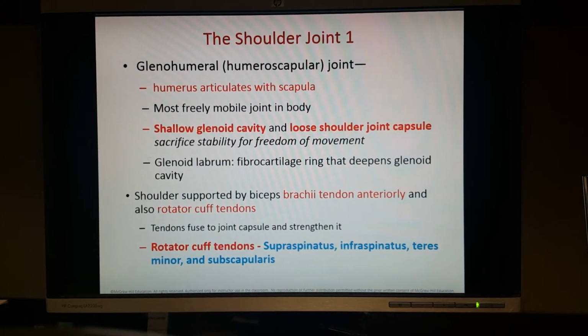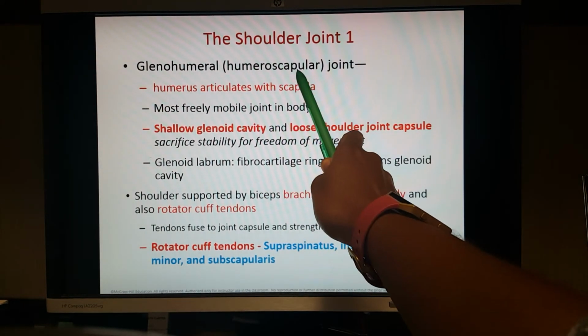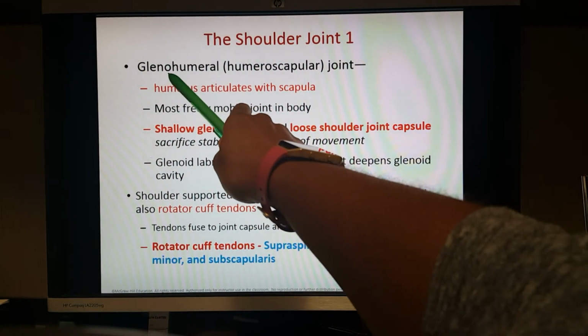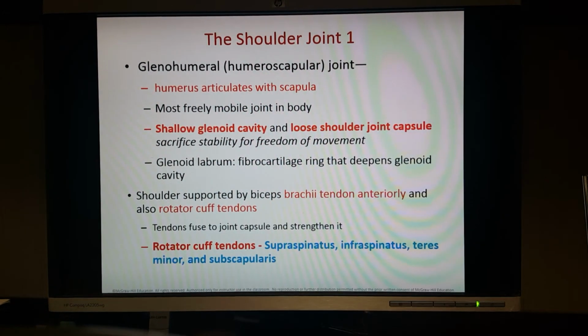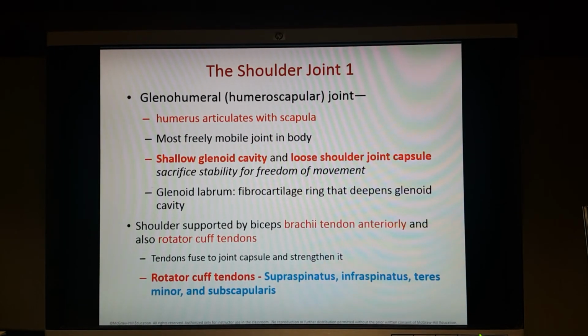The next special joint is the glenohumeral joint, also known as the humeroscapular joint. So it's where the humerus articulates with the scapula, or you can say the humerus articulates into the glenoid cavity. So the glenoid cavity is a part of the joint capsule that helps to create some of that loose shoulder movement, giving it the widest range of movement of any of your joints. The shoulder is also supported by different tendons to help give it that structure and support.